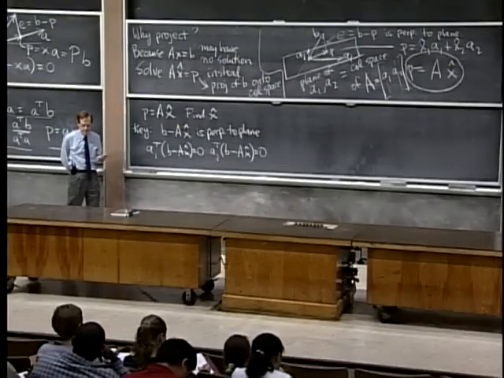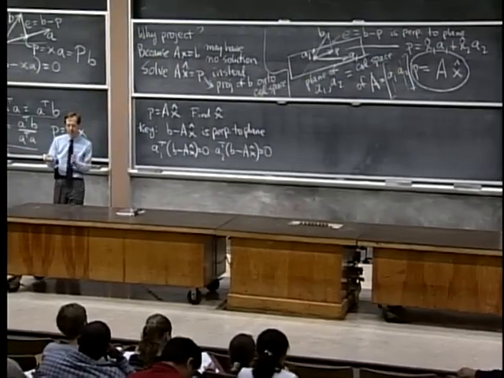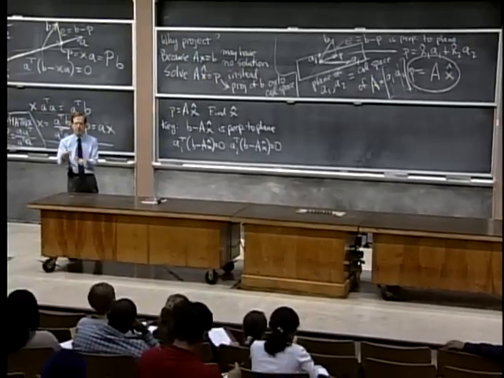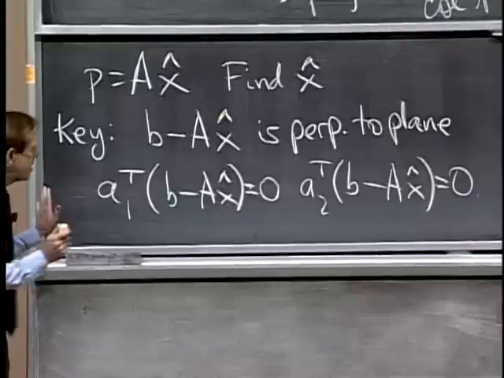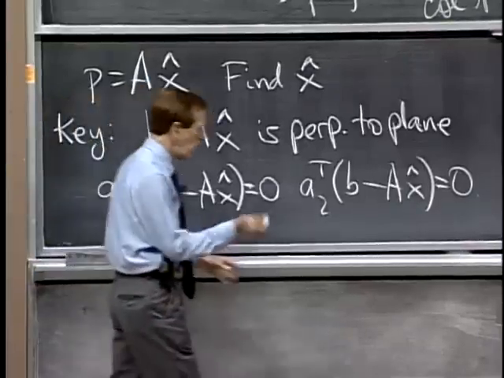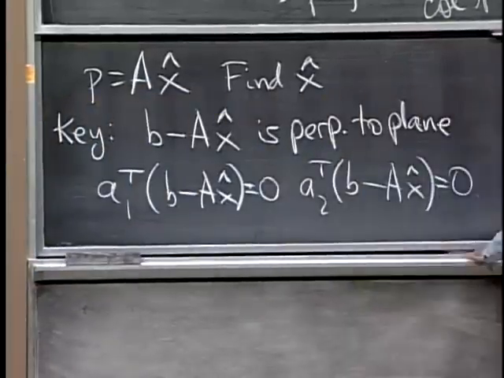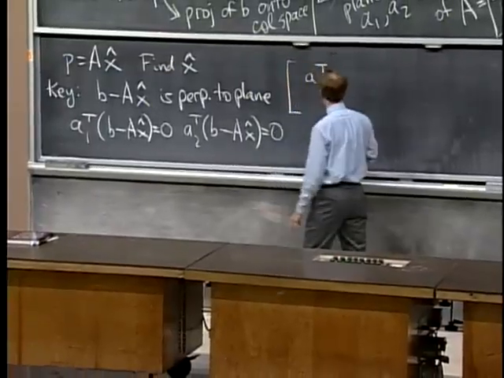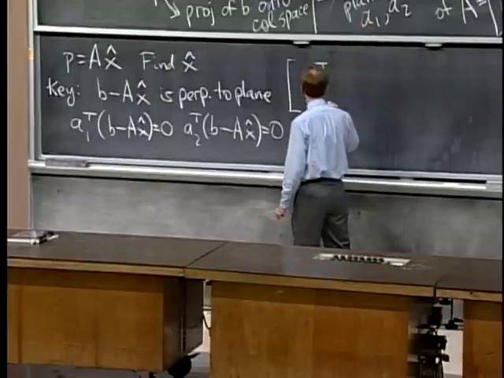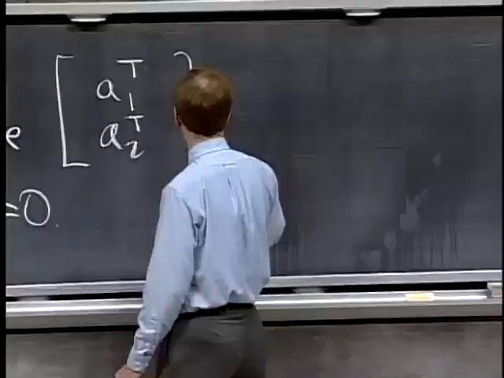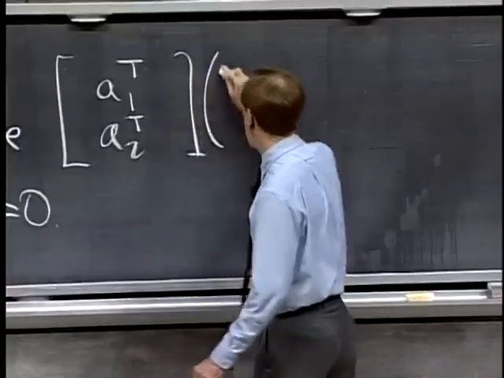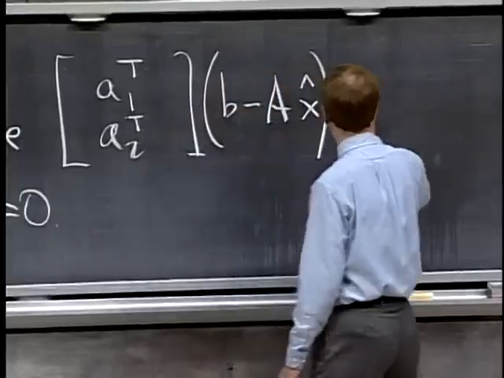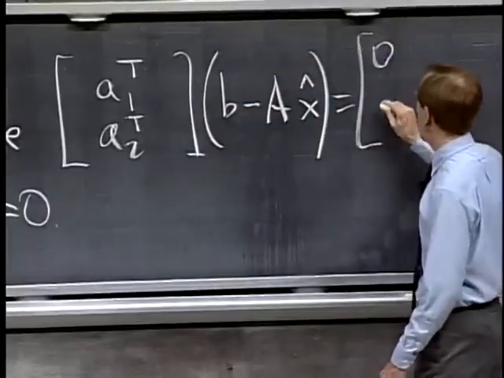But I want those in matrix form. I want to put those two equations together as a matrix equation. And it just comes out right. Look at the matrix A transpose. Put A1 transpose as its first row, A2 transpose as its second row. That multiplies this b minus Ax and gives me the 0 and the 0.